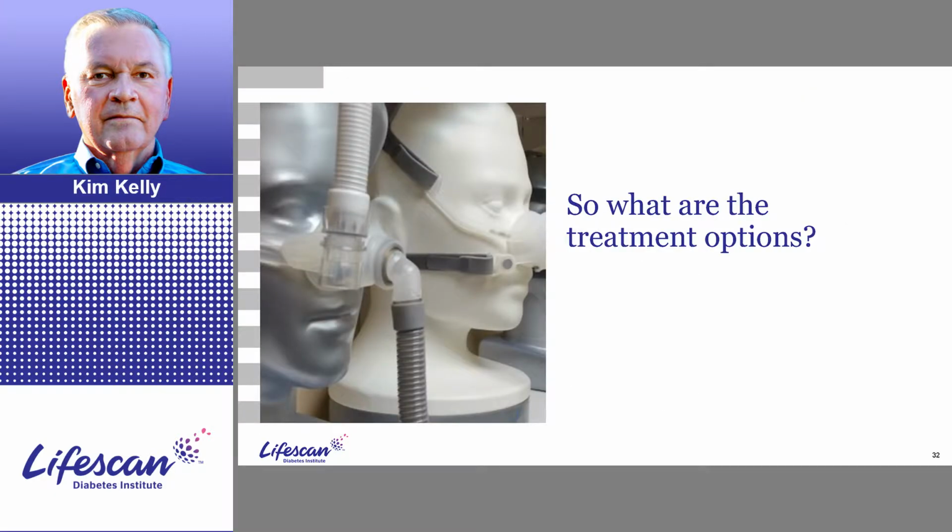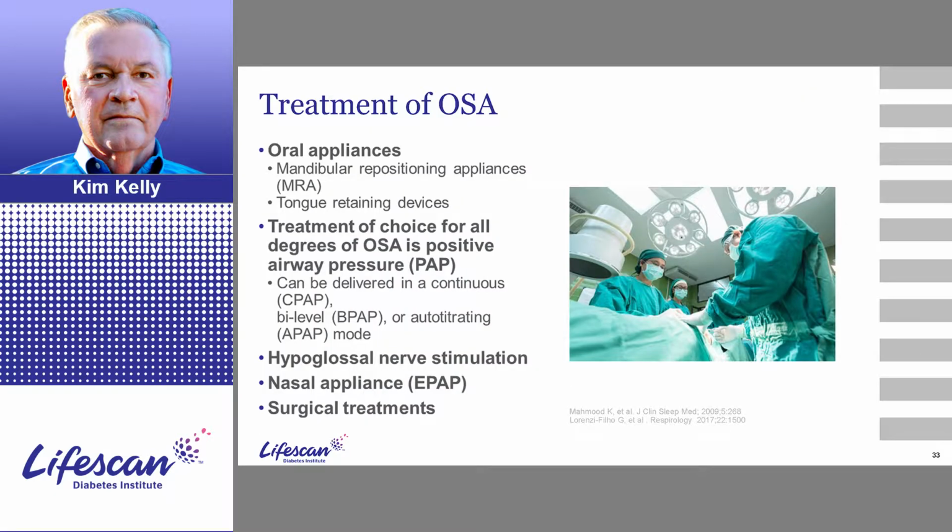So what are the treatment options? The treatment of obstructive sleep apnea, there are probably a gazillion different things that people have tried. The most common is oral appliances. They call them mandibular repositioning appliances. You've seen ads for them on TV. The ads are essentially, if you have snoring, you can get one of these, you can put it in your mouth, and the bottom line is you'll not snore and live happily ever after.